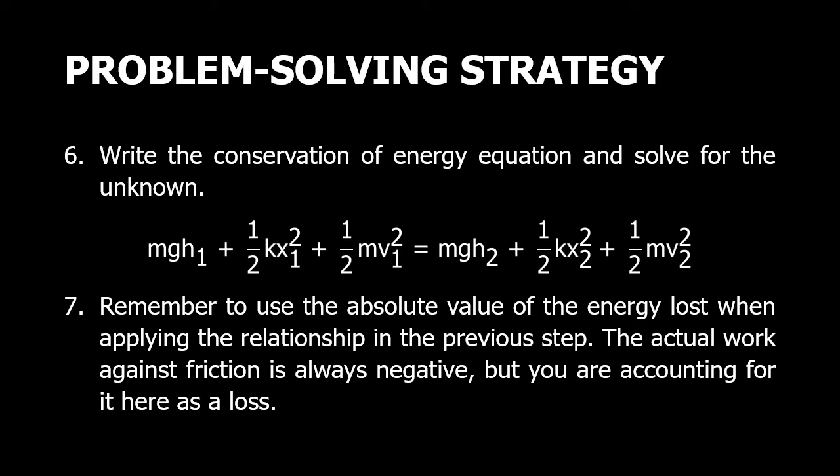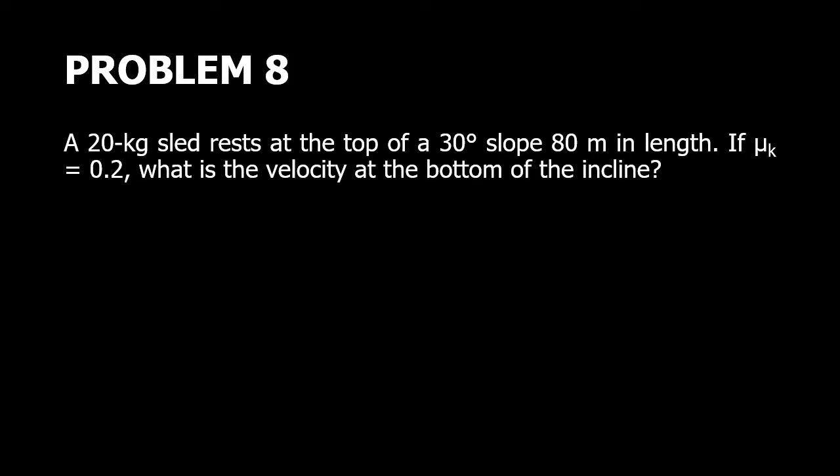It is useful. Number 7, use the absolute value of energy loss when applying conservation of energy. It is because you are referring to loss and not work against the friction. So you're going to use the absolute value. Absolute value is the two straight lines, wherein a negative will become positive. So number 8 is so easy.